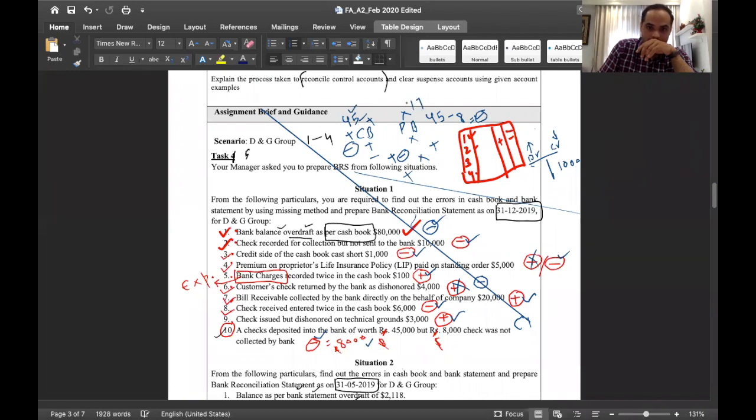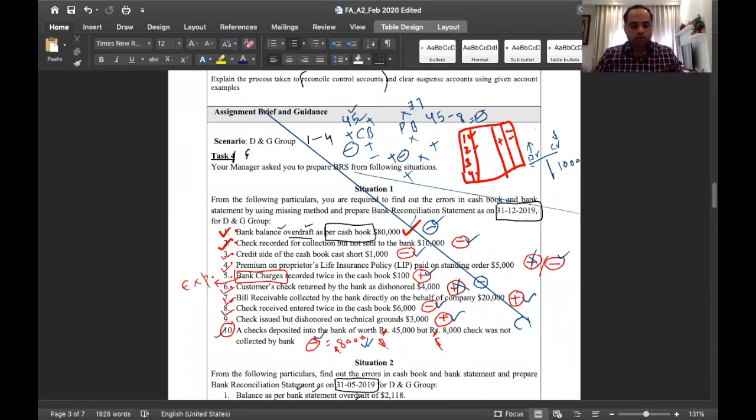So here I got 37, here I got 45. In order to make the balance equal, I have to subtract 8,000. So that's why I'm doing the same thing here. I subtract 8,000 to make the balance equal. Everybody got it? Bank reconciliation statement? Yes. Okay.